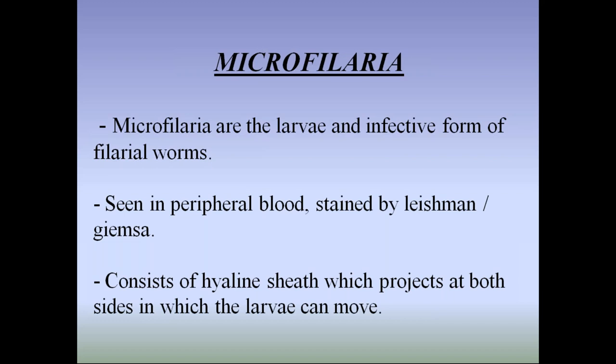It is covered by a layer called the hyaline sheath. It is the most important sheath, which surrounds the microfilaria larva. Usually, the head end is blunt and the tail end is pointed.